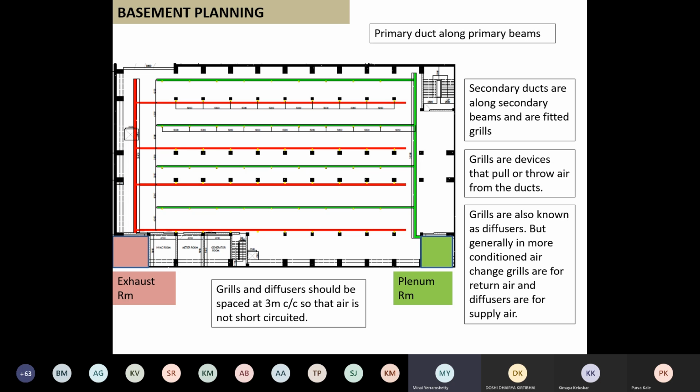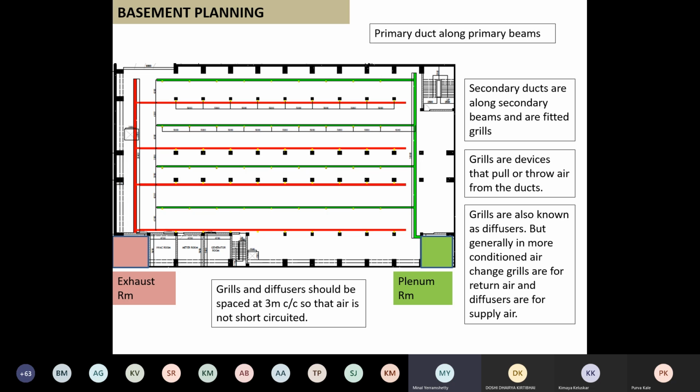How would you then space these grills and diffusers? Obviously, they should not be very nearby. If you see the central part of the drawing, the ducts are a little close. I don't know what the scale of the drawing is, and it must have been approved because she has not changed it, so I guess it must be 3 meters. It can be a little larger than 3 meters, but generally we do not keep it very close by, for the simple reason that air gets short circuited.